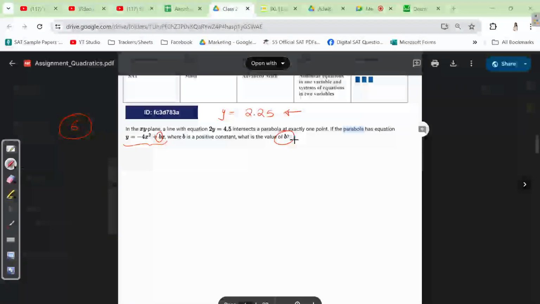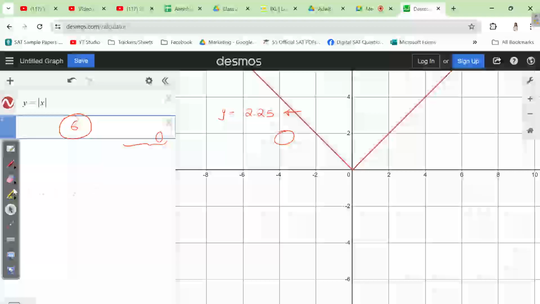Are you sure you solved for b and not the point of intersection? I think you got the point of intersection. Wait, let's verify this. B is going to be 6, Anishka. Can you check on Desmos? I am not sure how you did it. If you can let me know.